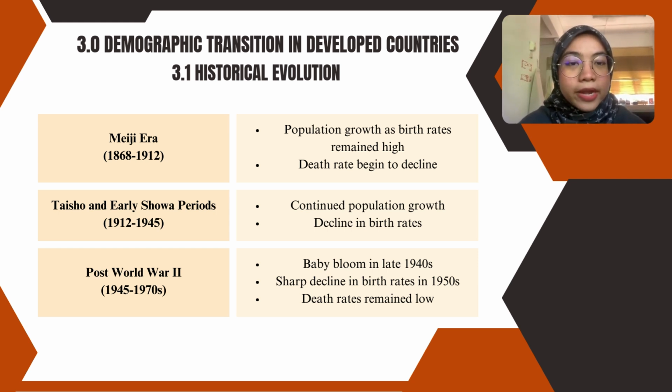After World War II, Japan experienced a baby boom in the late 1940s, driven by post-war optimism. However, this was followed by a sharp decline in birth rates starting from the 1950s. Urbanization, improved education, and legalization of contraception and abortion contributed to this decline. By the 1970s, Japan had completed its demographic transition, with both birth and death rates stabilizing at a low level. Families became smaller, reflecting the country's growing urban and modern lifestyle.